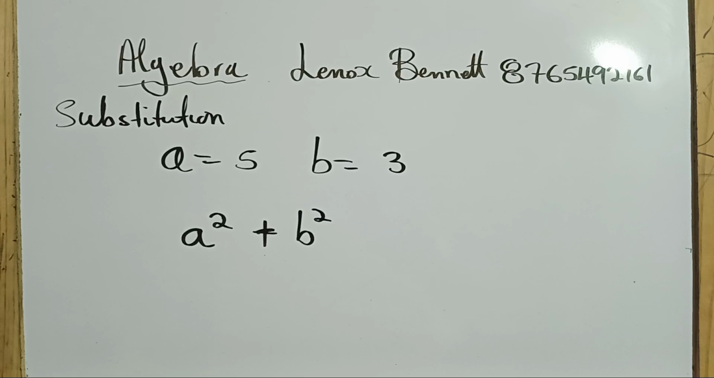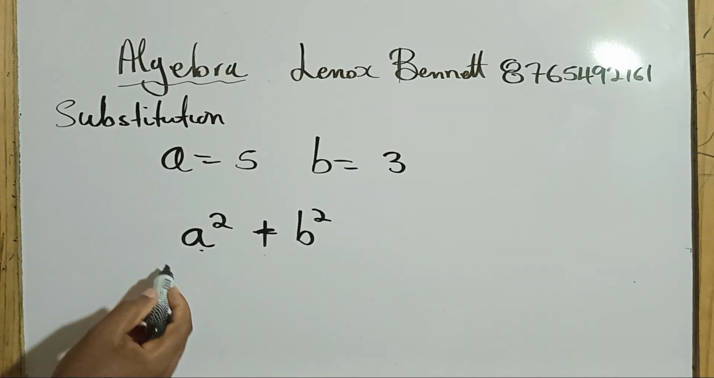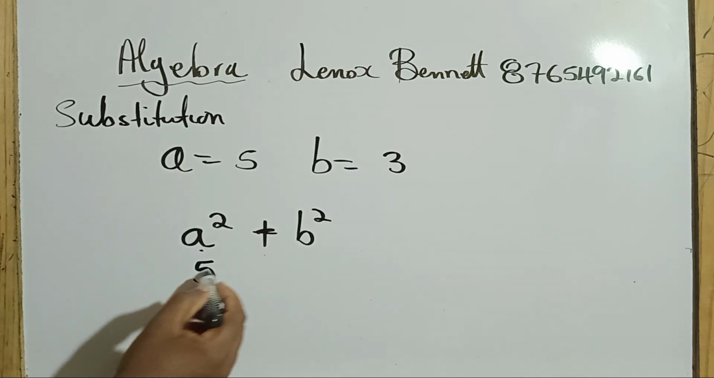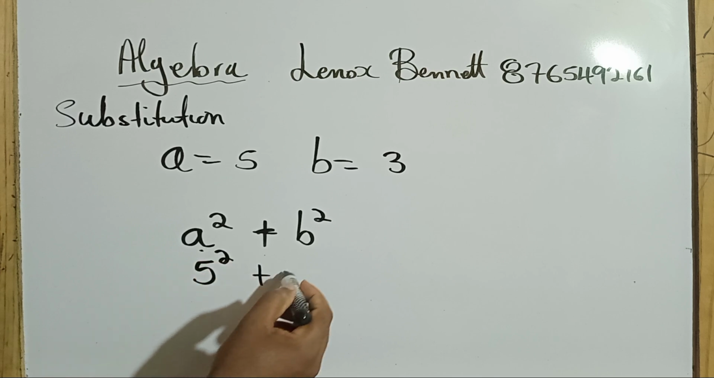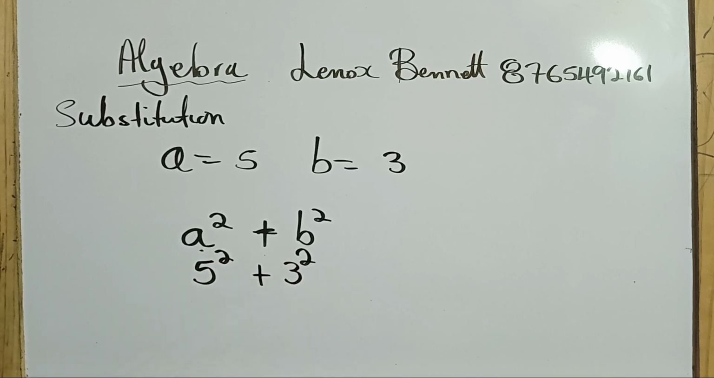Let's look at this one, guys. A is equal to 5, B is equal to 3. What would be the value of A squared plus B squared? Now, what we're doing is substituting the value. Where we see A, we put 5. So it's 5 squared plus 3 squared.